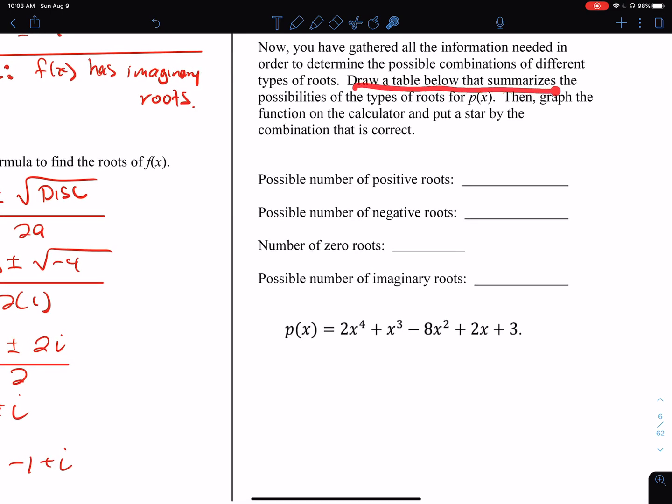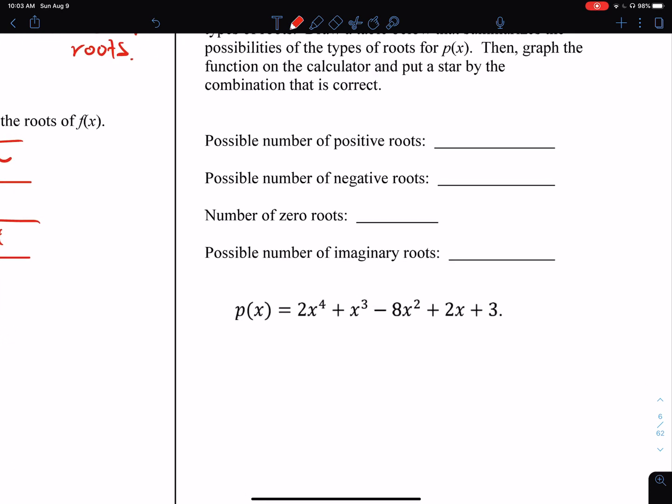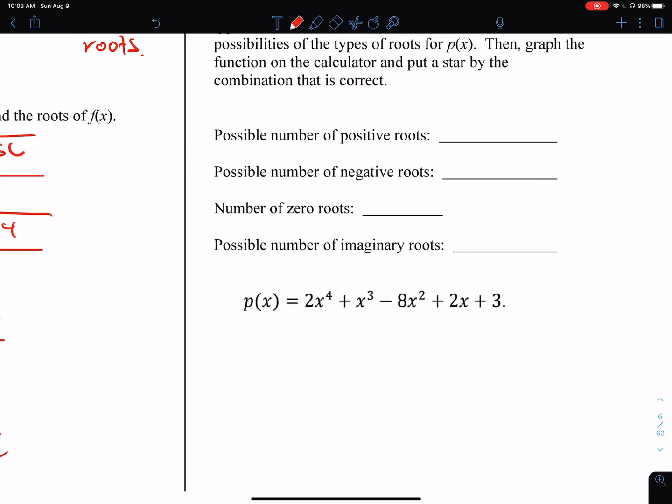Draw a table below that summarizes the possibilities of the types of roots of p of x. Then graph the function on the calculator and put a star beside the combination that is correct. All right. So first of all, how many roots does this have? This has 4 roots because of the fundamental theorem of algebra. We know this has 4 roots for sure.